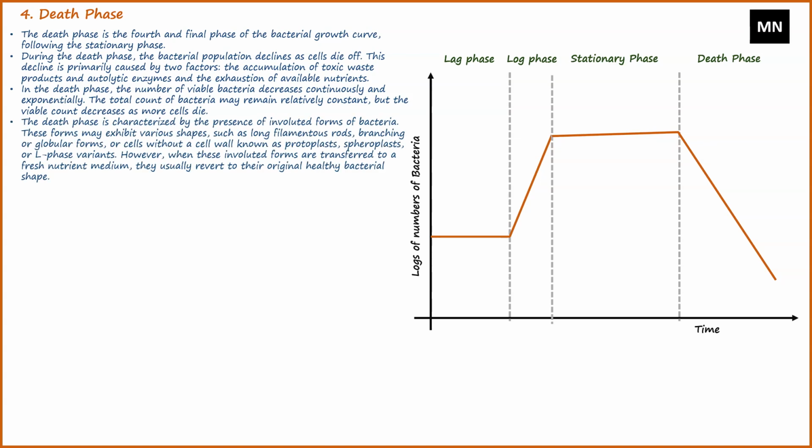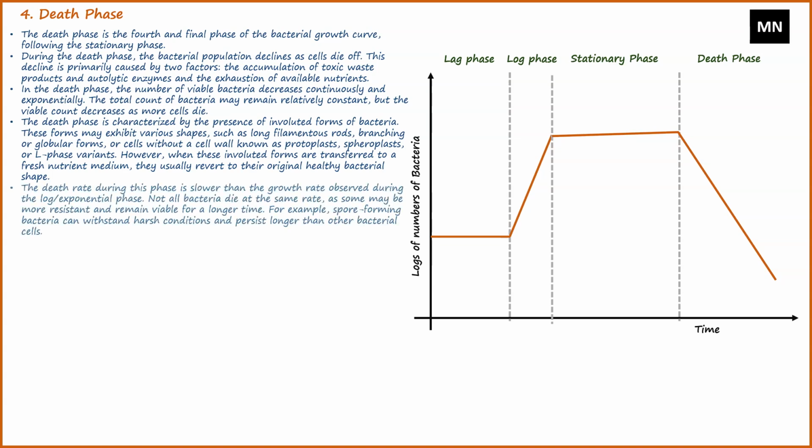The death phase is characterized by the presence of involute forms of bacteria. These forms may exhibit various shapes, such as long filamentous rods, branching or globular forms, or cells without a cell wall known as protoplasts, spheroplasts, or L-phase variants. However, when these involute forms are transferred to a fresh nutrient medium, they usually revert to their original healthy bacterial shape. The death rate during this phase is slower than the growth rate observed during the log exponential phase.